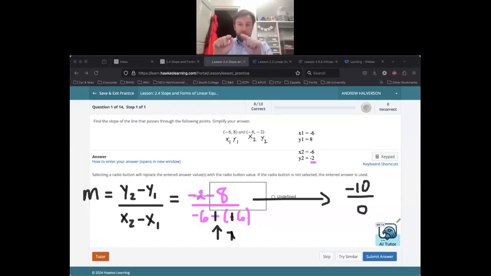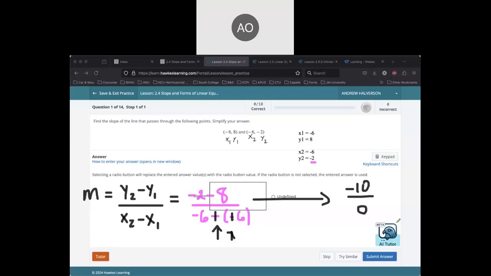There's a zero in the denominator. We can't have that. We can't have that.